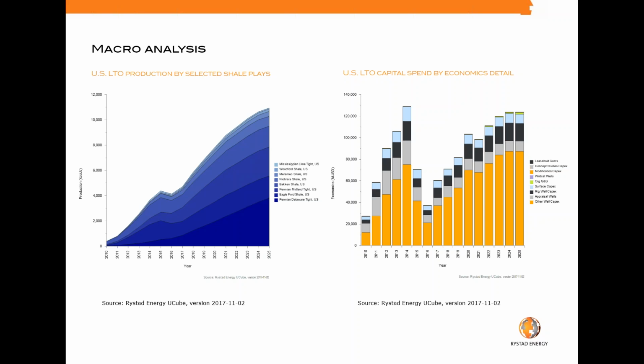So starting with the macro outlook, what I've provided here is U.S. light tight oil production. So this is essentially your crude oil and lease condensate from unconventional tight or shale sources on the left here.